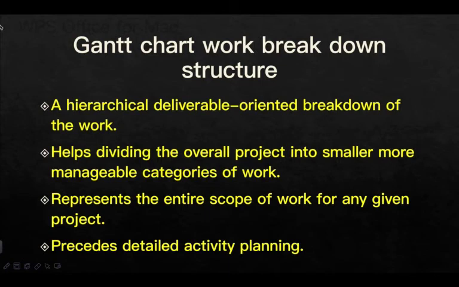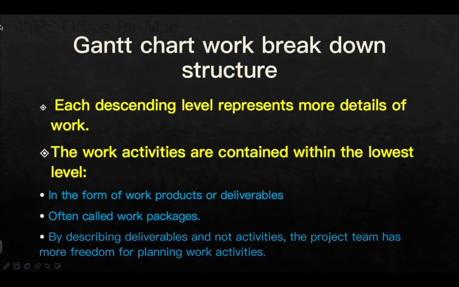Gantt chart work breakdown structure: a hierarchical, deliverable-oriented breakdown of the work, helps divide the overall project into smaller, more manageable categories of work, represents the entire scope of work for any given project, and precedes detailed activity planning. Each descending level represents more detail of work. The work activities are contained within the lowest level, in the form of work products or deliverables, often called work packages. By describing deliverables and not activities, the project team has more freedom for planning work activities.